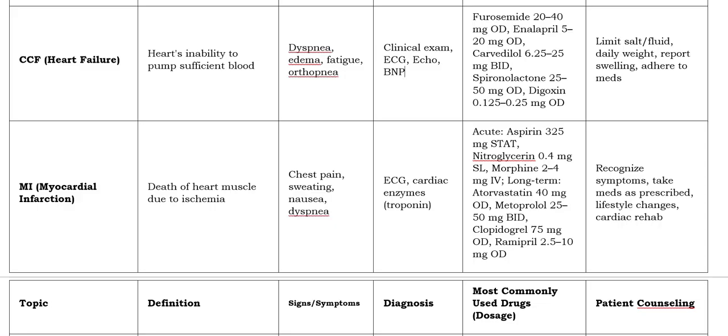MI, myocardial infarction, heart attack. The source describes this as death of heart muscle due to ischemia, lack of blood flow. What are the unmistakable acute symptoms listed? These are the classic warning signs. Severe chest pain, often crushing or tightness, maybe radiating. Sweating, nausea, and significant dyspnea are also listed.